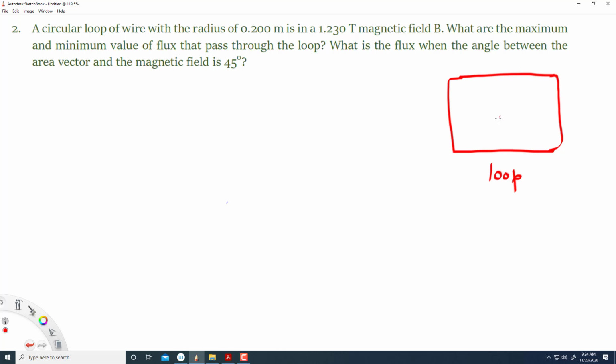So this loop has some area, and this loop is in some magnetic field. So the magnetic field is going through that loop. So we have the magnetic field going through the loop, going into the surface, going through the surface of the loop.